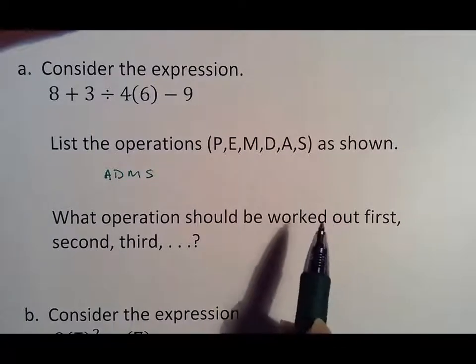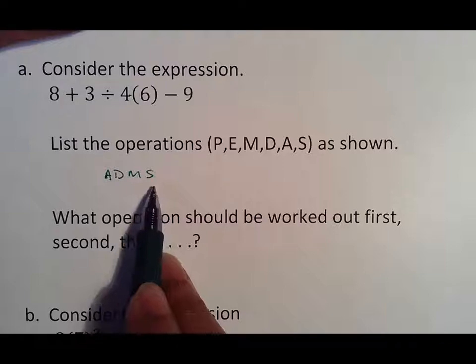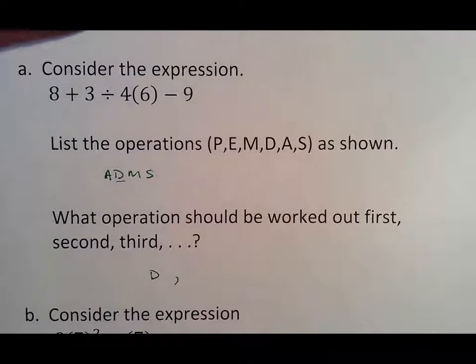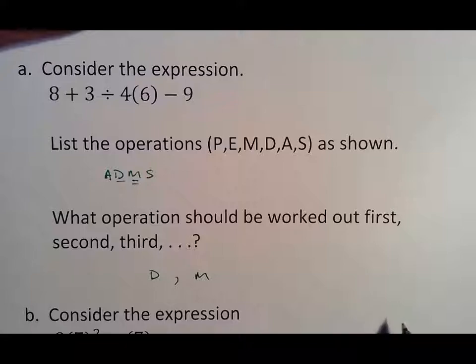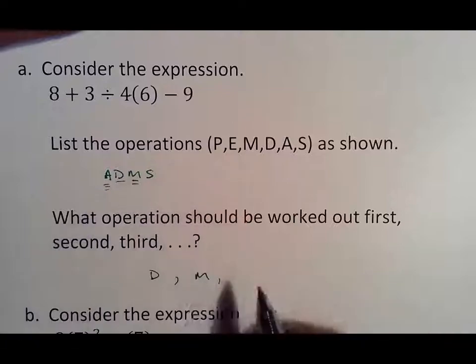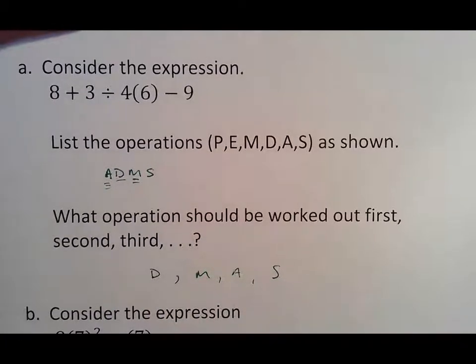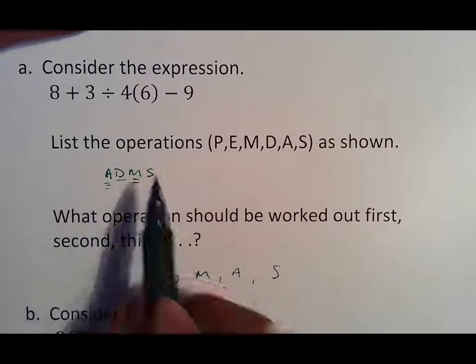The first operation, there's no principal, there's no administrator, so it would be division. And then after division would be the second teacher in the line, which would be multiplication. After that, you would do the first student in line, which would be the A, and then of course the S. So again, first teacher, second teacher, student, student.